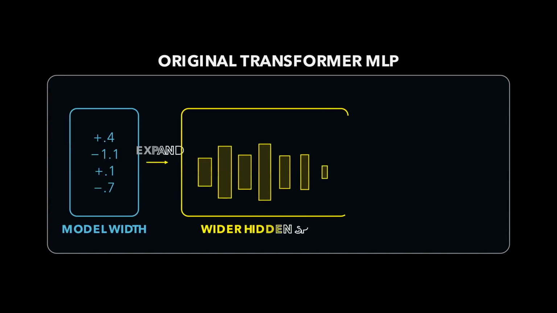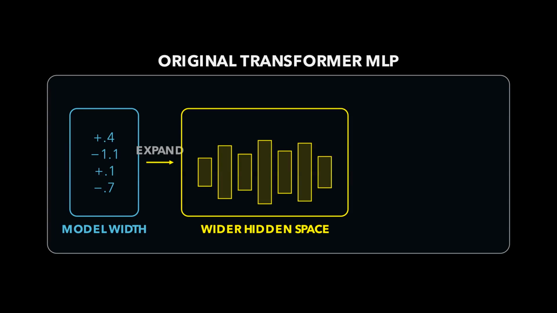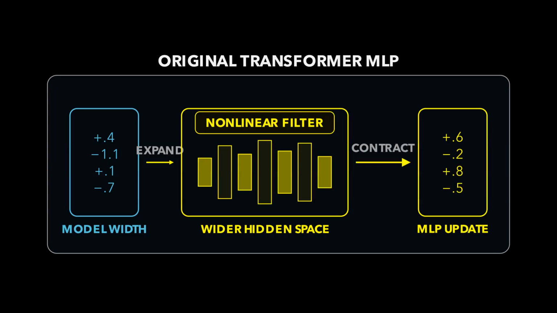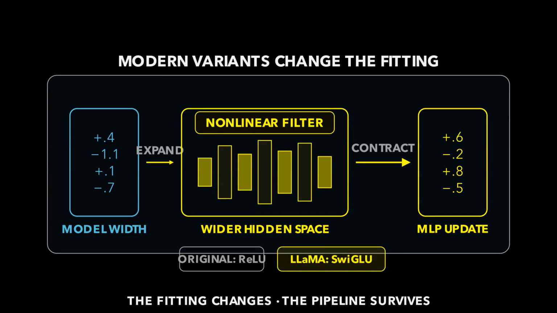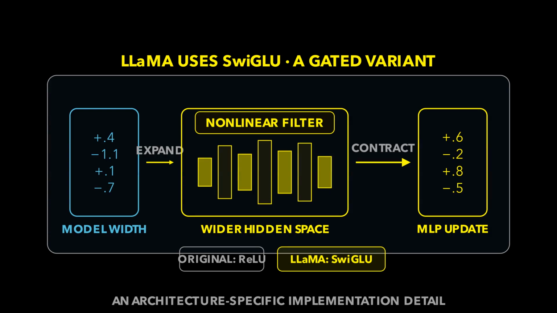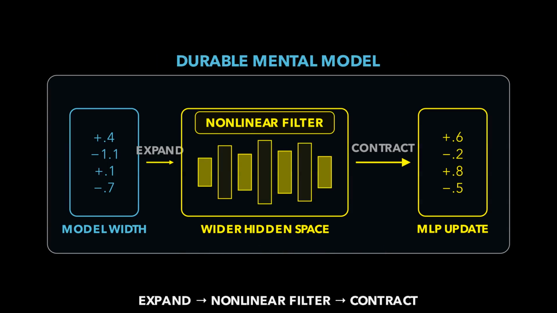The first projection expands the vector into a wider hidden space. The non-linearity changes which combinations can pass through. The second projection brings the result back to the model's original width, ready for another addition. Modern designs often change the fitting inside this workshop. LLaMA, for example, uses a gated variant called SwiGLU instead of the original ReLU feed-forward design. That detail matters when implementing a specific model. It does not change the durable mental model.